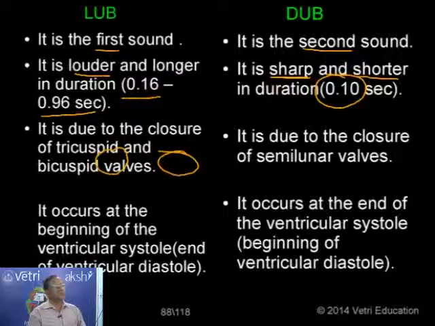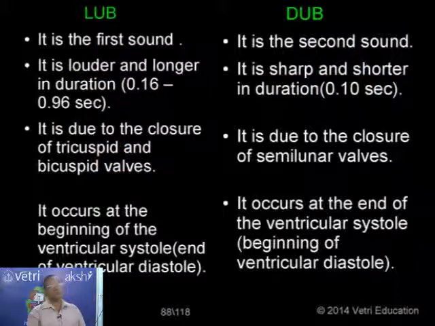And what is the reason for the development of such sounds? The lub is caused due to the closure of atrioventricular valves. These valves are closed only when the ventricles are undergoing contraction, to prevent the backward flow of blood into the atria. The two atrioventricular valves, namely the bicuspid and tricuspid valves, are closed.